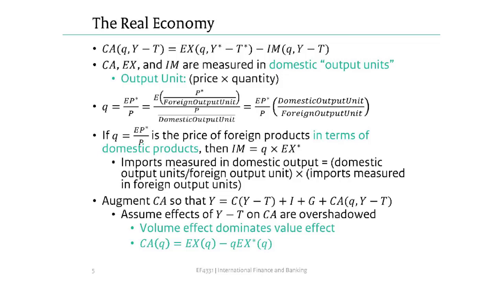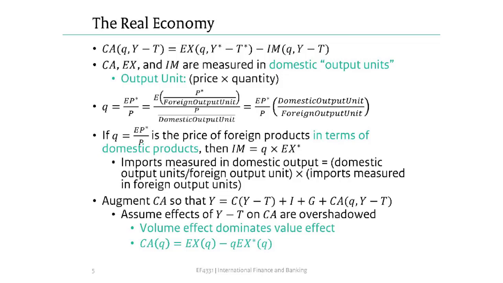All right. So then the interpretation here of IM equals Q times EX star should be quite straightforward, right? So we can read this substitution just in terms of plain English. Imports measured in domestic output, that's IM. Remember, when we write it this way, it's all in the same units, right? All in domestic dollars, yes? CA is in domestic dollars, EX, IM, all in domestic units. But when you see IM, how do we read that? Well, it's imports in terms of domestic output.